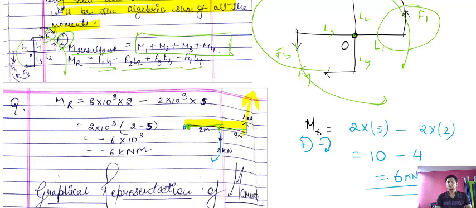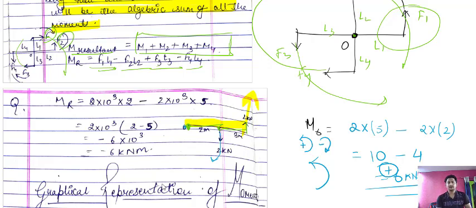Okay, so this is coming out to be 10 minus 4, that is positive, as 10 minus 4 is 6. So this is positive and you have taken positive as anti-clockwise. That means this positive resultant moment is in anti-clockwise direction. So the resultant moment will be acting in anti-clockwise direction.